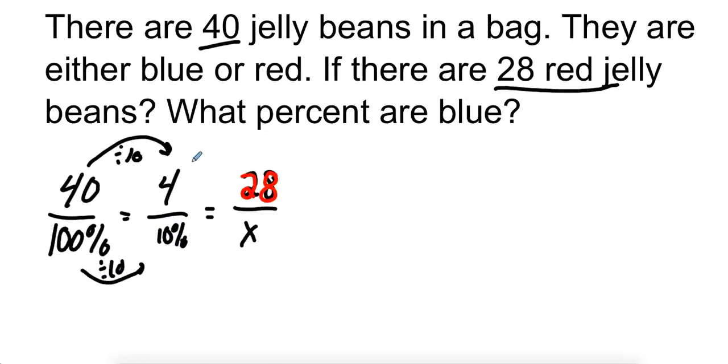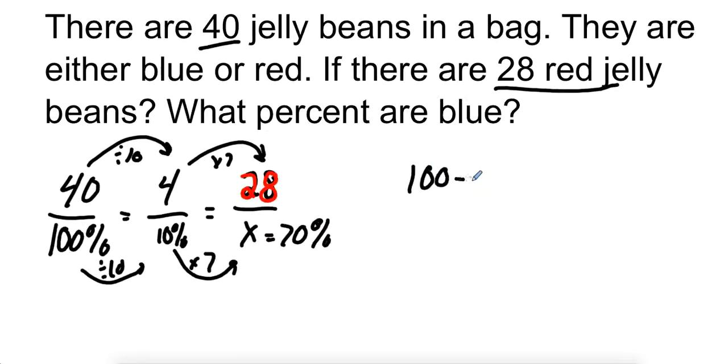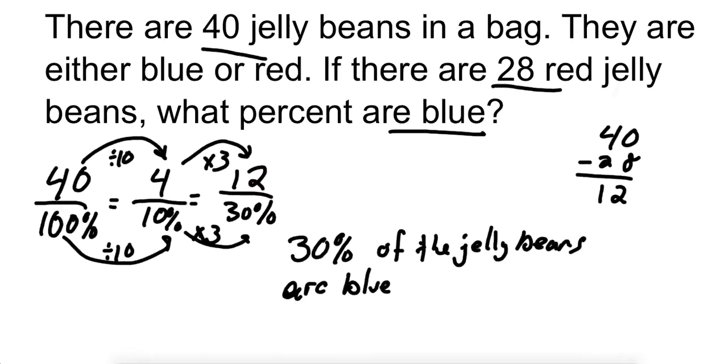And now I'm going to multiply this by 7 to get to 28, and 10 times 7 is going to give me 70%. So now I know that 70% of the jelly beans are red, and of course this is out of 100%. So in order to figure out the blue jelly beans, I'm just going to subtract 100 minus 70, which is going to give me 30, which is the same result that I had for my last example, where it showed that 30% of the jelly beans are blue.